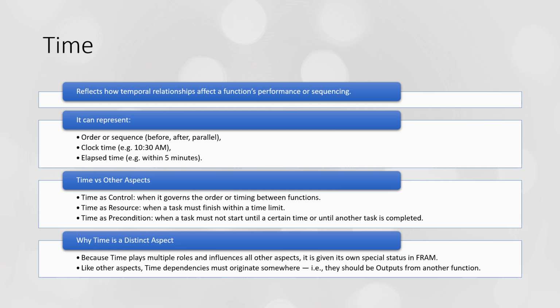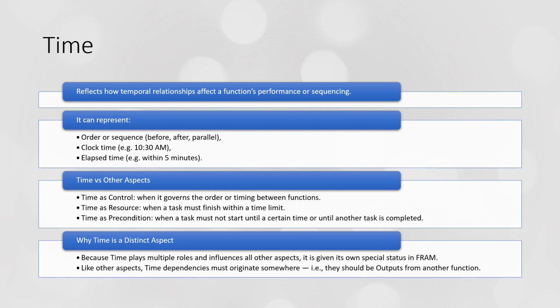Time can be perceived as a control when it governs the order or timing between functions. Time can be perceived as a resource when a task must finish within a particular limit. Time can be seen as a precondition when a task must not start until a certain time or another task is completed.